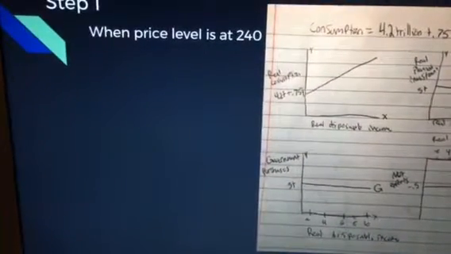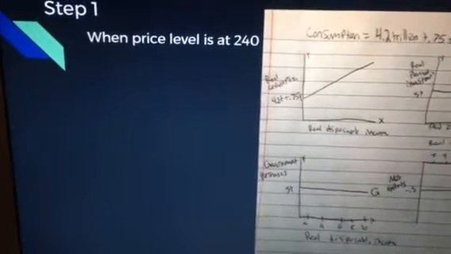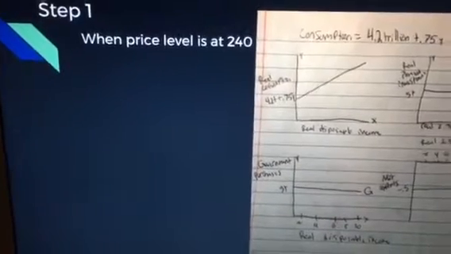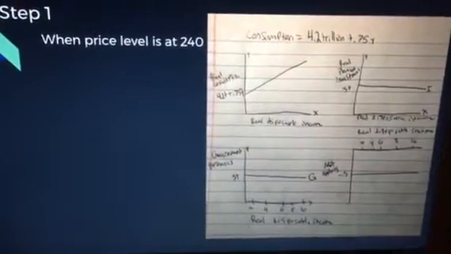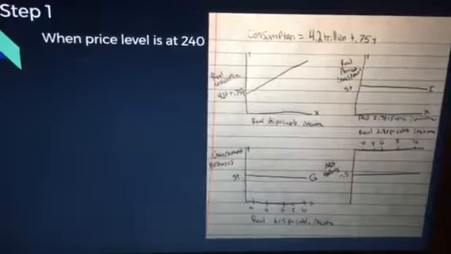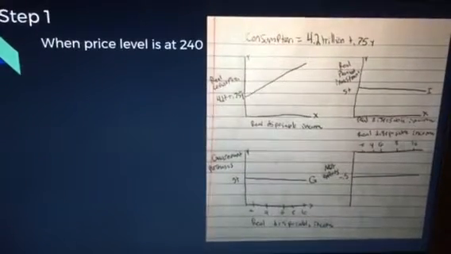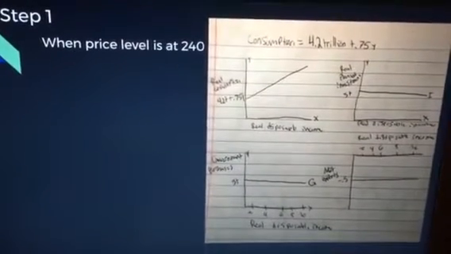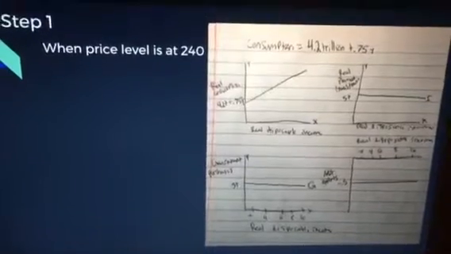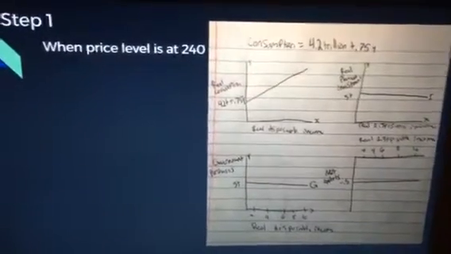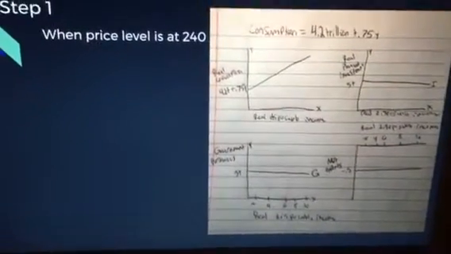So the second part of part 1 gives us a new set of numbers because the price level is now 240. So this doesn't change anything except for consumption. So consumption now is 4.2 trillion instead of 4 trillion. So it's 4.2 trillion plus 0.75y. So that's all that changes here.